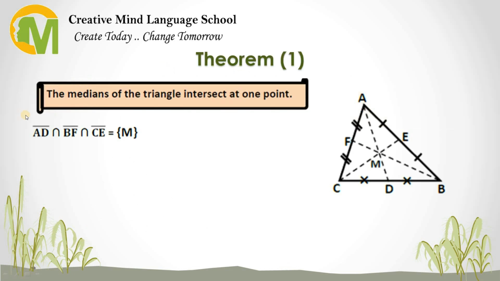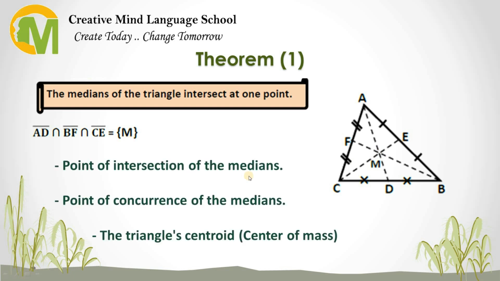Theorem 1 of the medians. The medians of the triangle intersect at one point. As we said that any triangle has 3 medians, and according to this figure, we see that the 3 medians intersect at one point, which is point M. As mentioned here, AD intersection BF intersection CE equals point M.